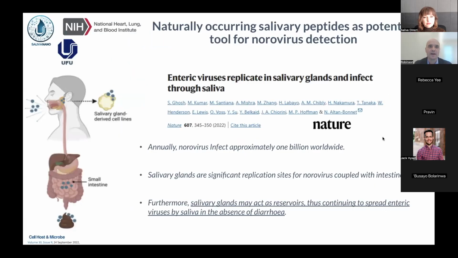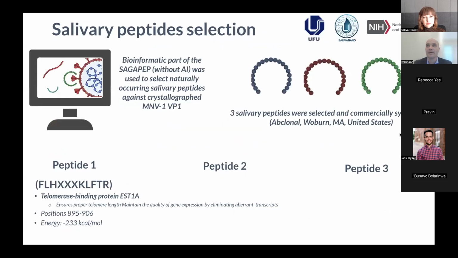After that, it is known that norovirus infects around 1 billion people worldwide, and saliva can transmit norovirus even in the absence of diarrhea. In that case, in collaboration with NIH researchers, we tested our SagaPep platform for norovirus diagnosis. Next one, please. We selected, in that case, 3 salivary peptides based on the first part of the SagaPep.